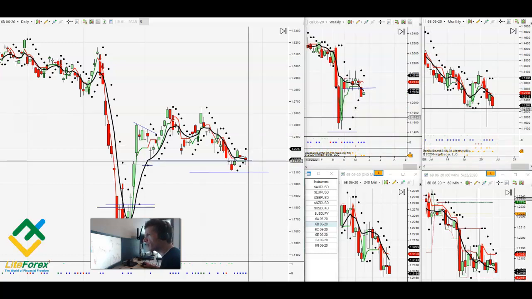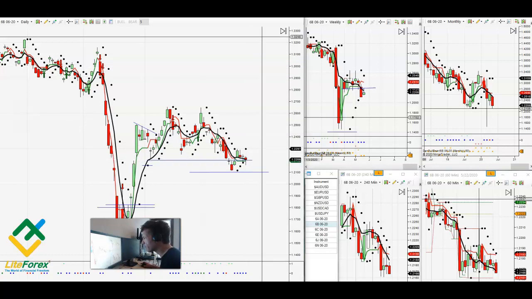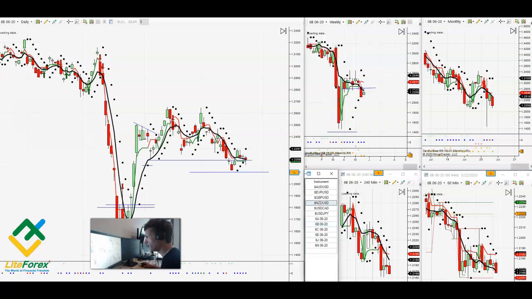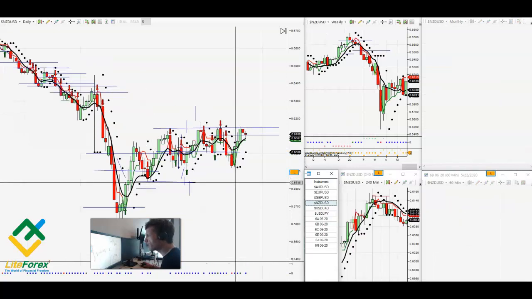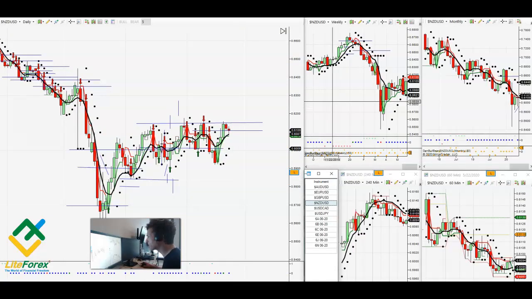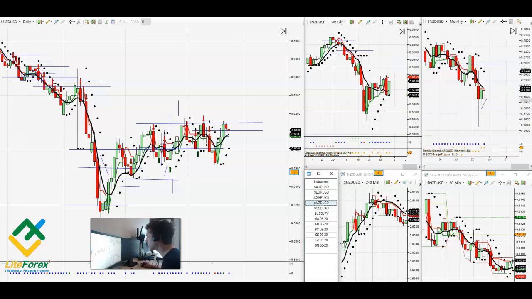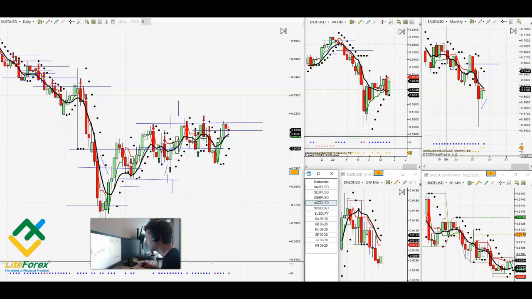Well, going by the daily, let's see if it can have that break. Let's see if we can have that break on Monday, and that would set up nicely for an upside move. Well, the New Zealand dollar is not much different from the Australian dollar. They tend to correlate. You can see the higher lows on the monthly.